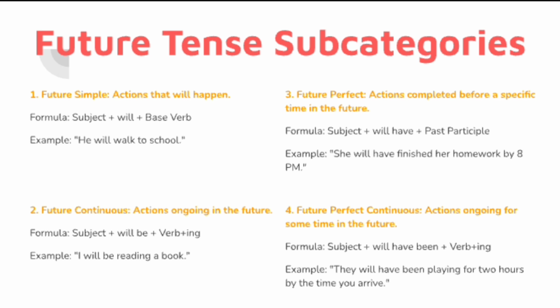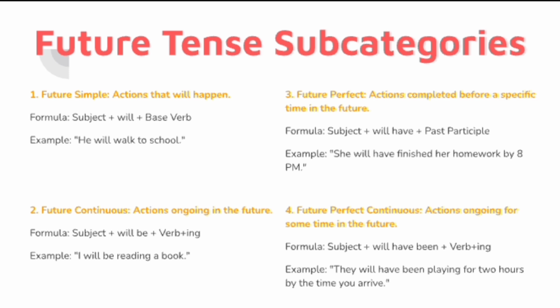Number 3. Future perfect. This is for actions that will be completed before a specific time in the future. The formula is subject plus will have plus past participle. For example, she will have finished her homework by 8 p.m. It means the action of finishing homework will be done by that time.